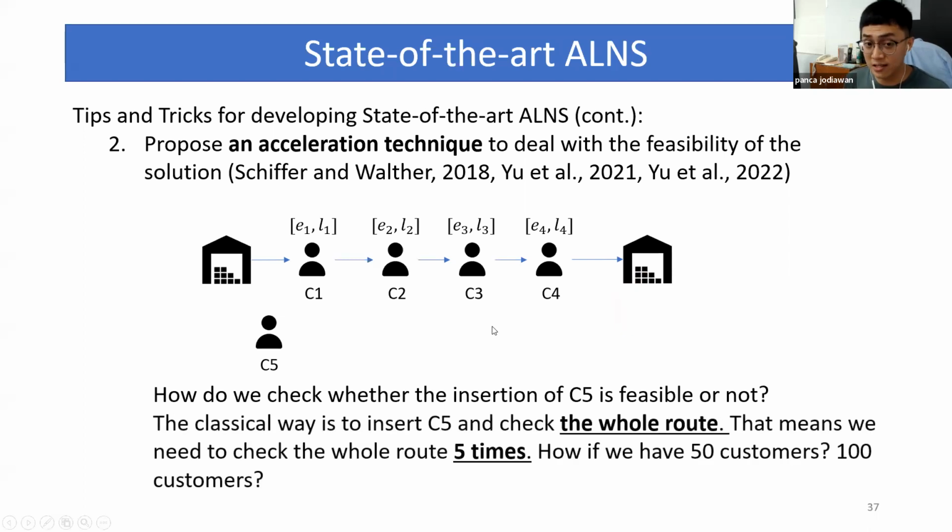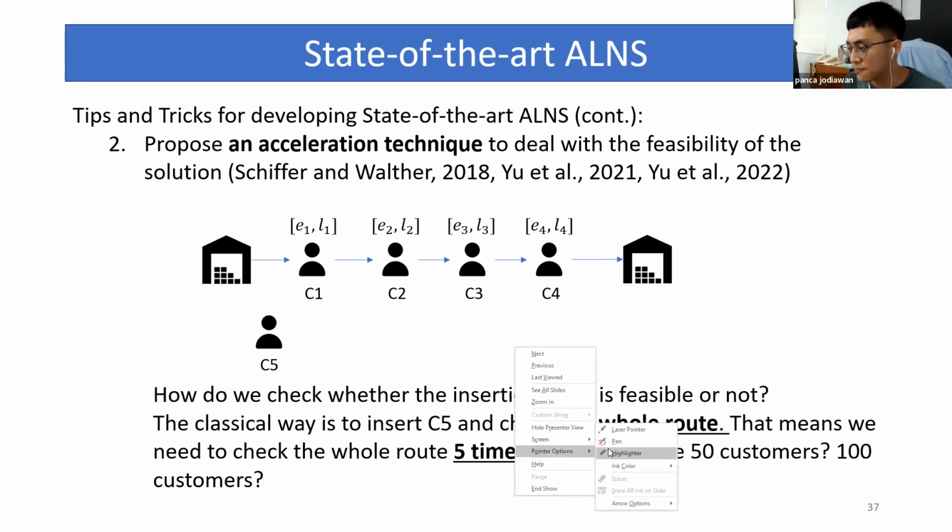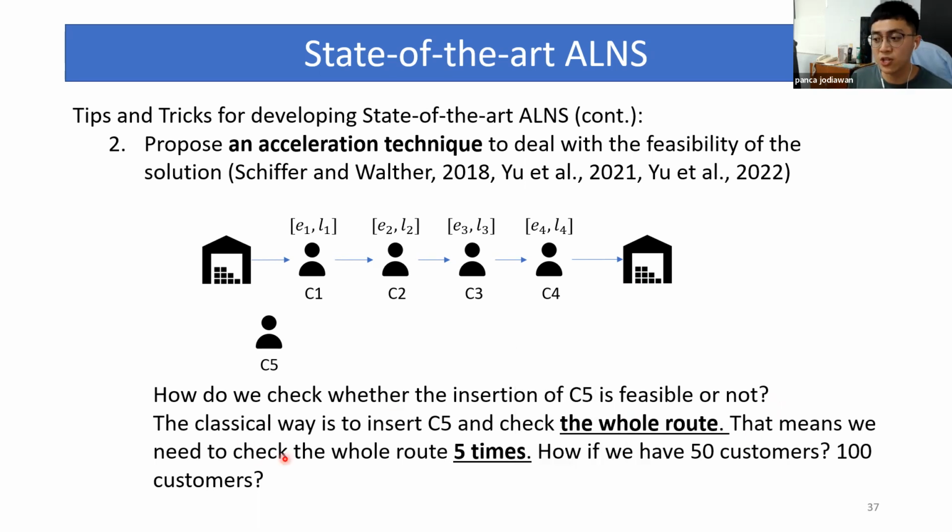The classical way is the one that I mentioned, to check the whole route. That means we need to check the whole route 5 times because we try to insert it in 5 different positions. Then what if we deal with 50 customers, 100 customers, and so on? It means it will take more and more time to check the feasibility of the insertion.